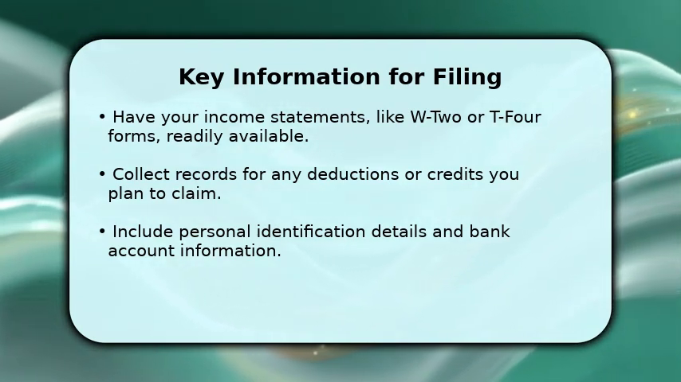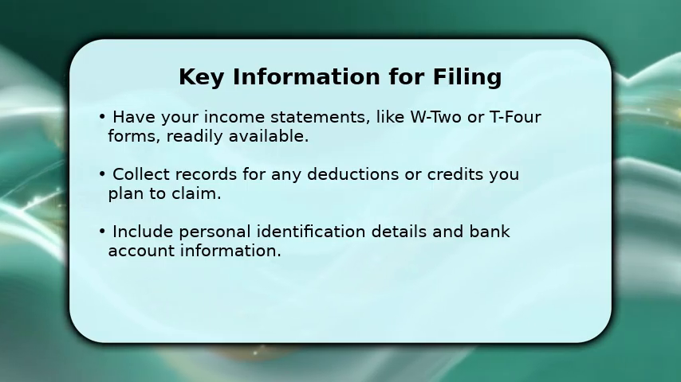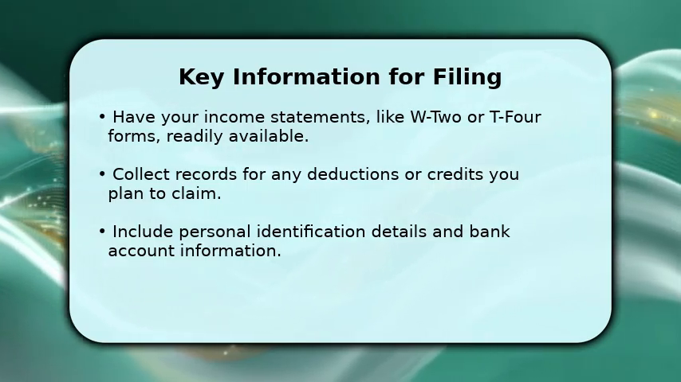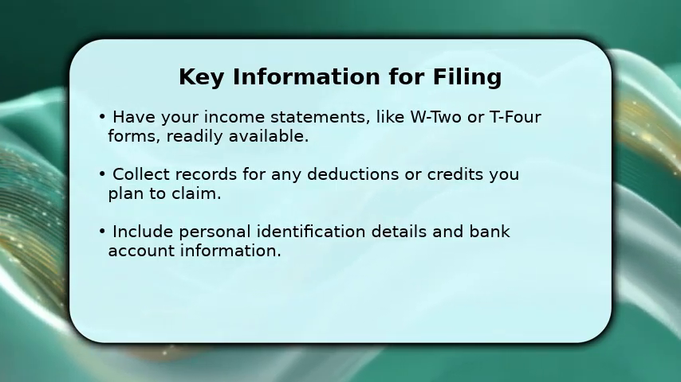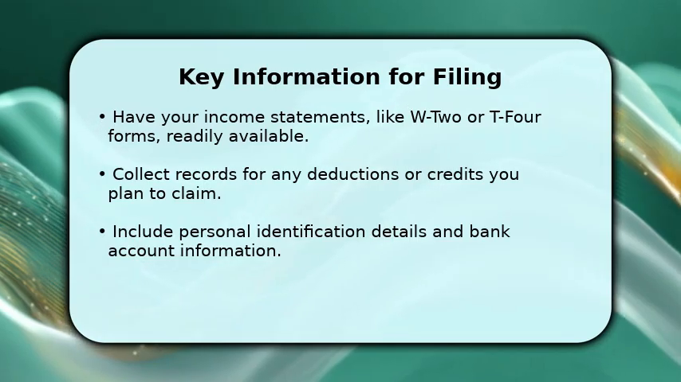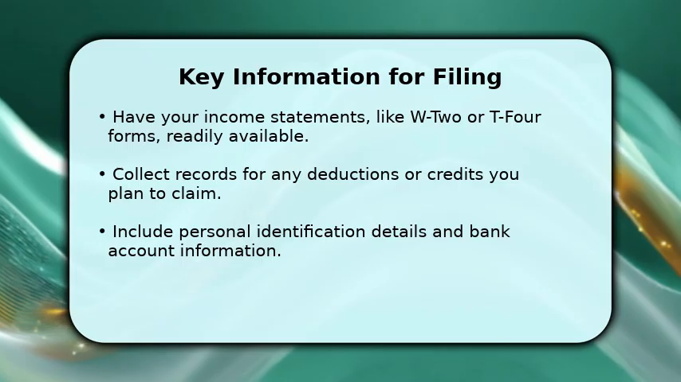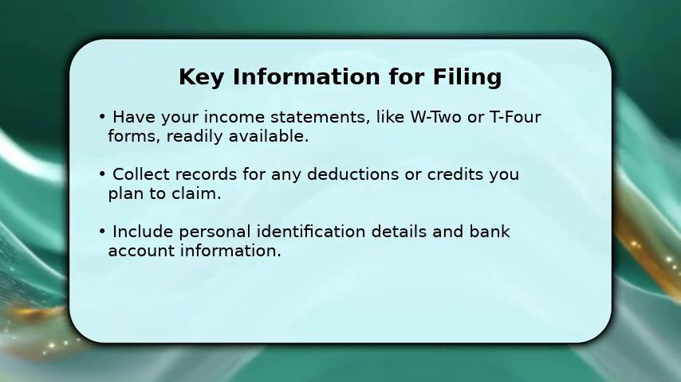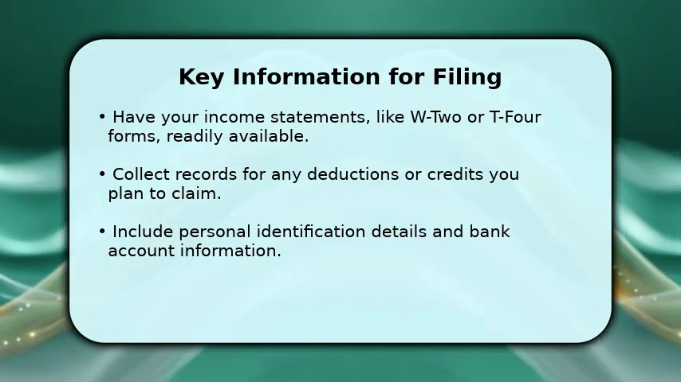This includes all income statements, such as your W-2 or T-4 forms, showing your earnings and taxes withheld. Also, gather records for any potential deductions or credits, like mortgage interest, student loan interest, or charitable contributions. Finally, ensure you have your Social Security number or tax identification number and bank details for direct deposit or payment.